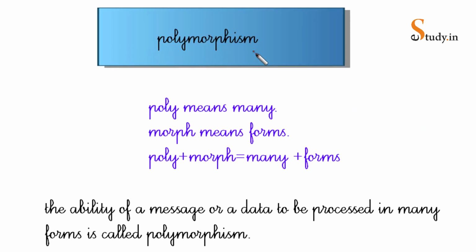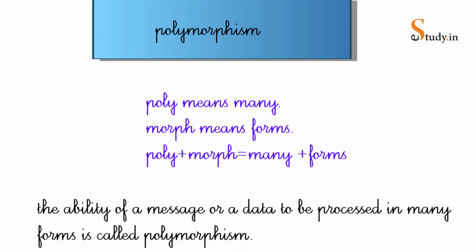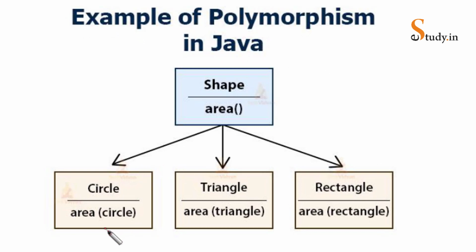What is polymorphism? Poly means many, morph means forms. So polymorph means many forms. So the definition of polymorphism is the ability of a message or a data to be processed in many forms is called polymorphism. We will understand with the help of an example. So let us take this example.